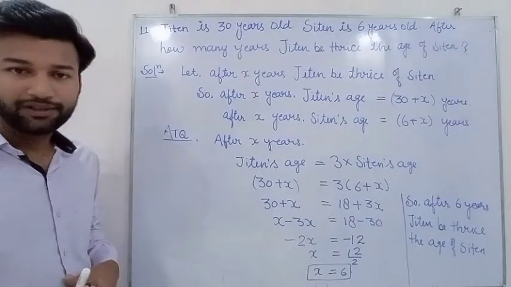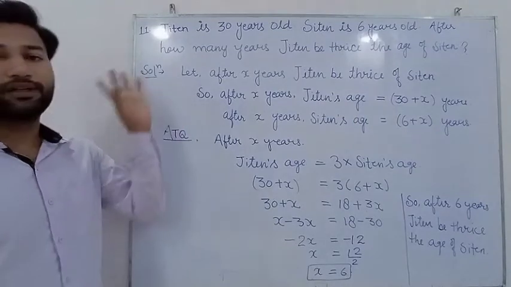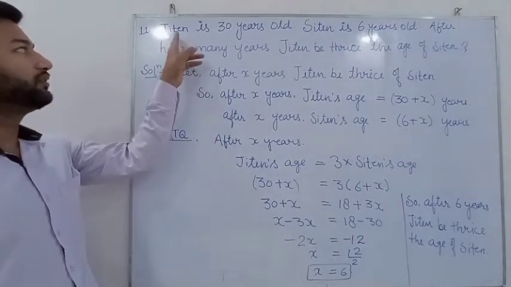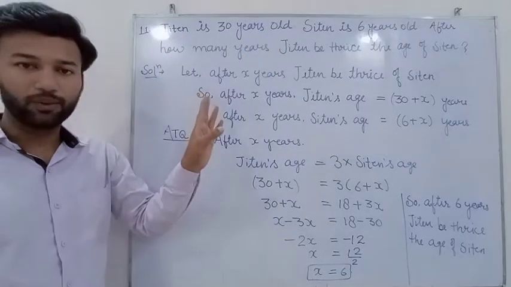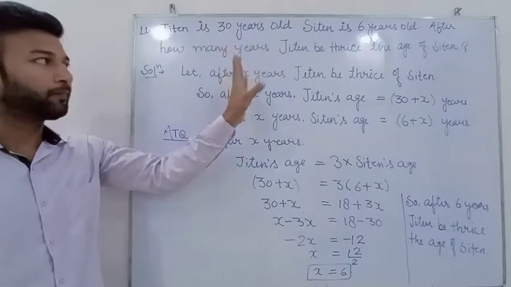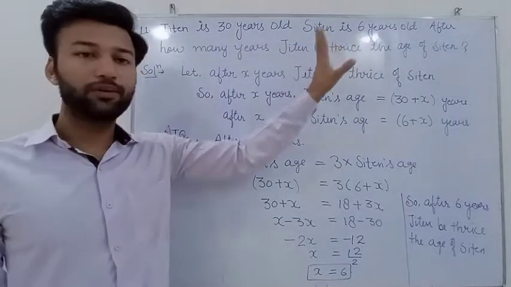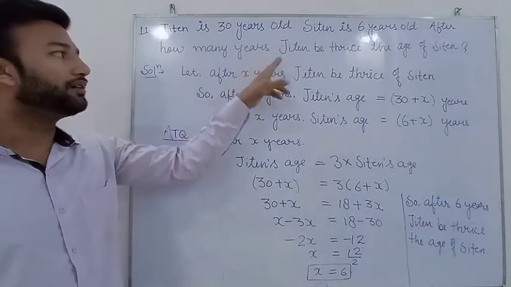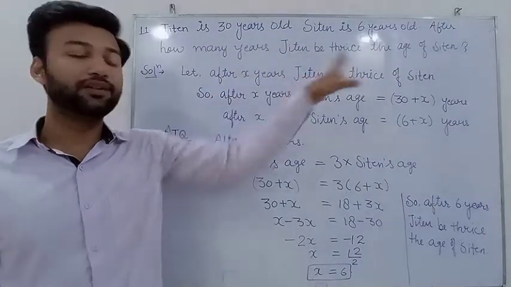Hello everyone. Today we will discuss question number 11 of exercise 7.2. In this question, it is given that Jitin is 30 years old. It means this is the present age of Jitin. Now, Sitin is 6 years old. This is the present age of Sitin. Now, after how many years will Jitin be thrice the age of Sitin?